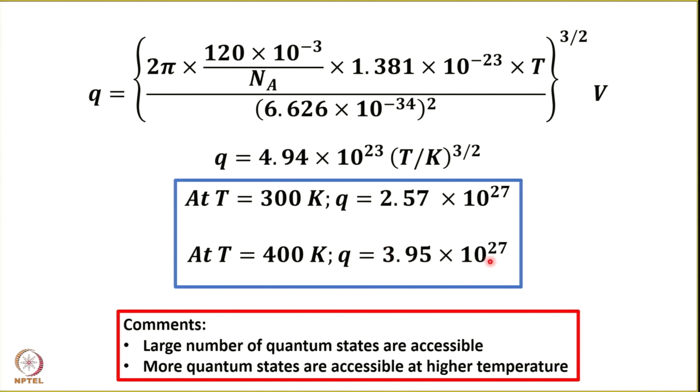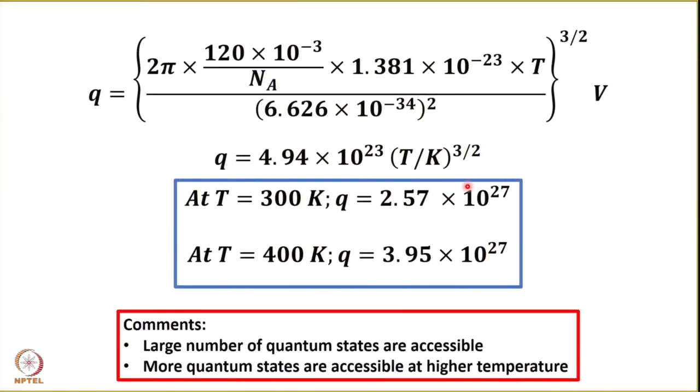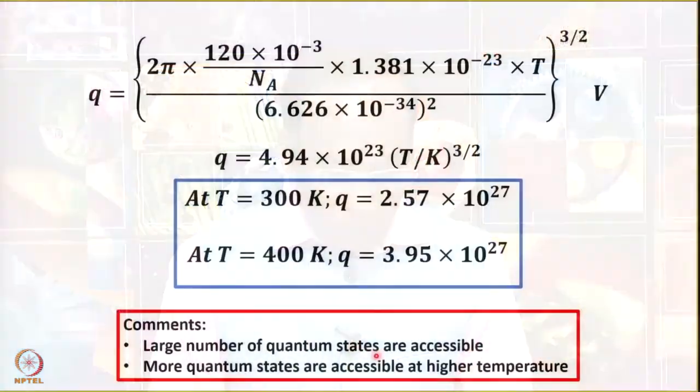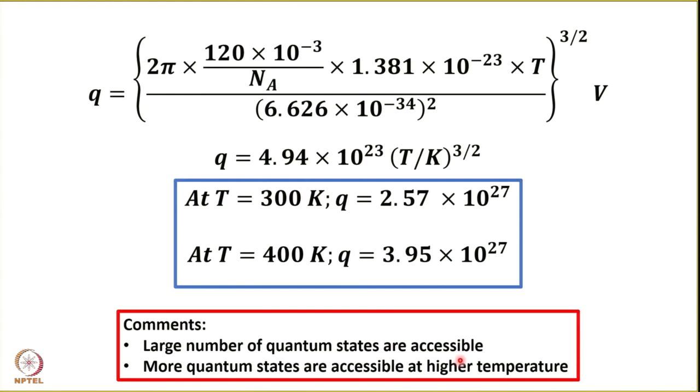So what kind of general conclusions can be drawn over here? One conclusion is that look at the order 10 raised to the power 27, both at 300 Kelvin and 400 Kelvin. 10 raised to the power 27 quantum states are very high. So first comment, a large number of quantum states are accessible, 10 raised to the power 27. And when you compare at 300 versus 400, there is an increase in the number also. That means more quantum states are accessible at higher temperature.